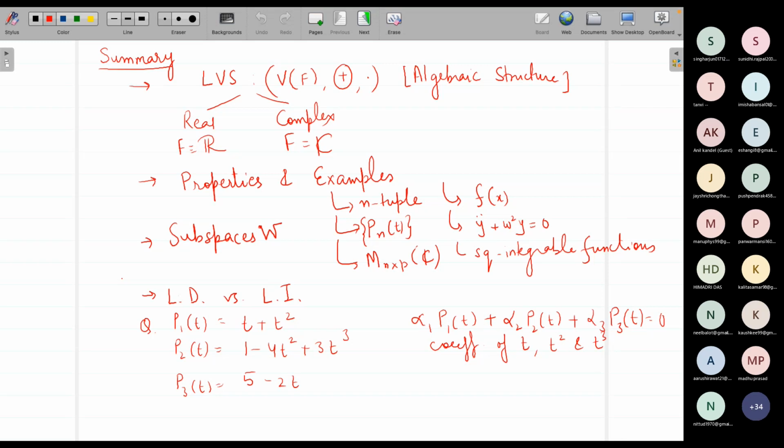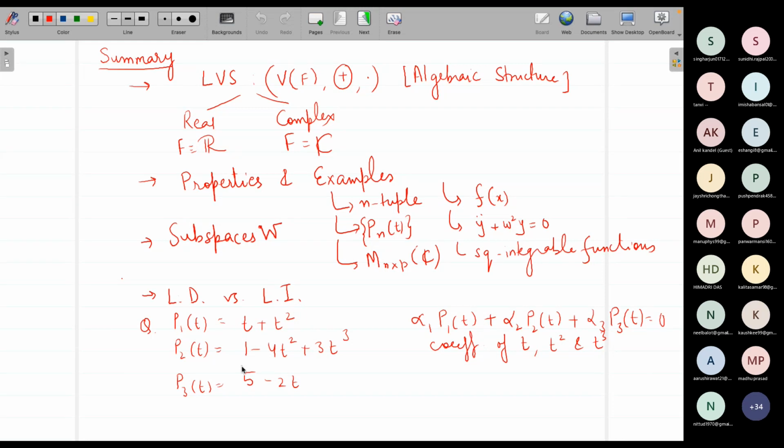Anyway, what we were doing yesterday, we basically continued with our discussion on algebraic structure. We defined linear vector spaces, and then we said that there can be real linear vector spaces or complex linear vector spaces, depending on what kind of field or scalars we are talking about. Then we discussed certain examples and a few properties of the linear vector space. I discussed briefly the subspaces, and finally we came to linear dependence and linear independence of the vectors lying in the vector space.